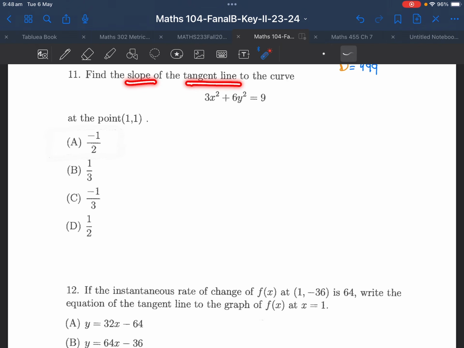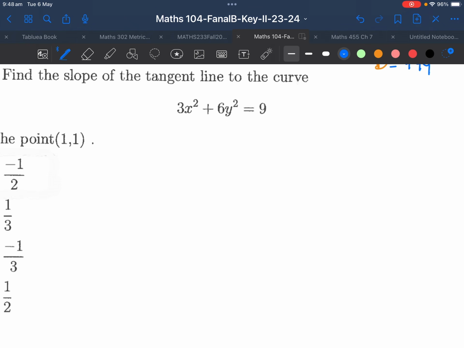Next question, we need to find the slope of the tangent line to this curve. I cannot find y alone, so I need to use implicit differentiation. How are we going to use implicit differentiation? We just take the derivative. What's the derivative of 3x squared? Just 6x plus, what's the derivative of 6y squared? It will be 12y, but when you take the derivative of y, you just add y prime to it, and the answer equals 0. Next step, try to find y prime alone.